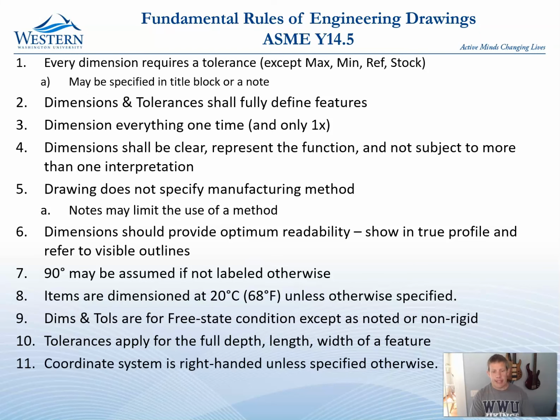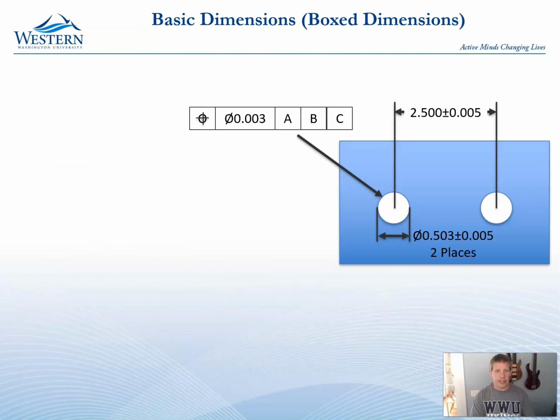Coordinate system is right-handed, not super critical to anything that we are doing. So I said that there was one big caveat to the all items must have tolerances, dimensions and tolerances, and one of those is the boxed dimension or the basic dimension.